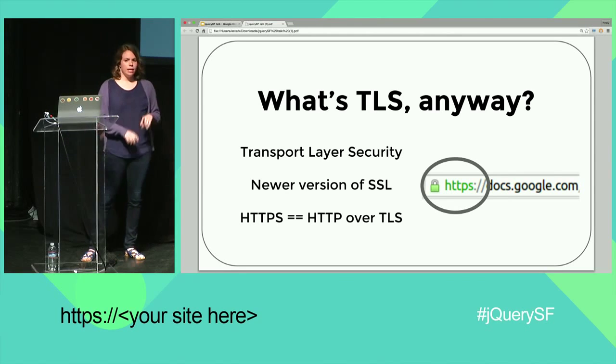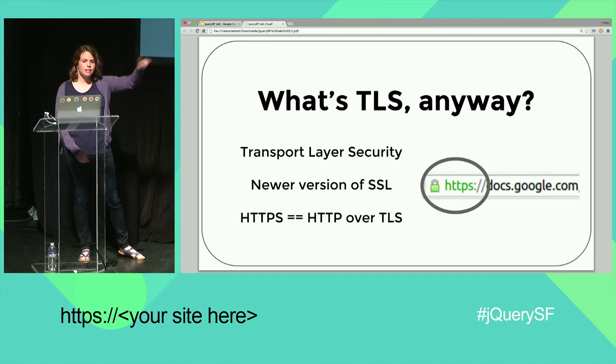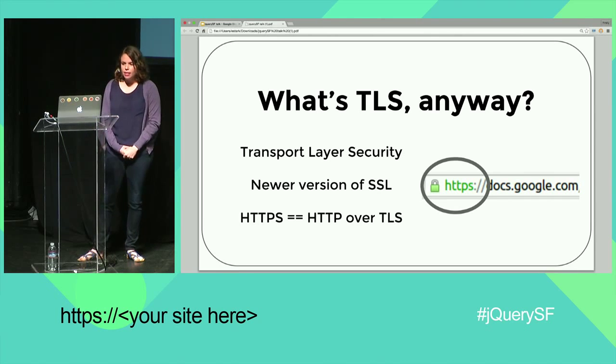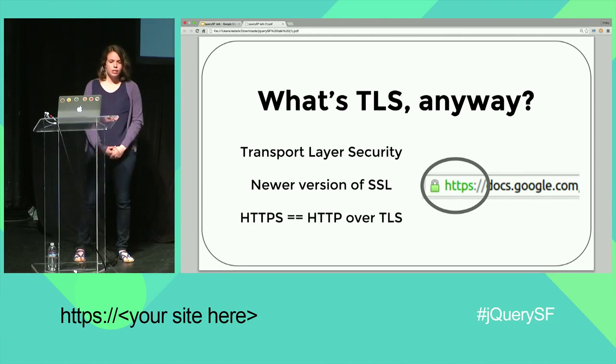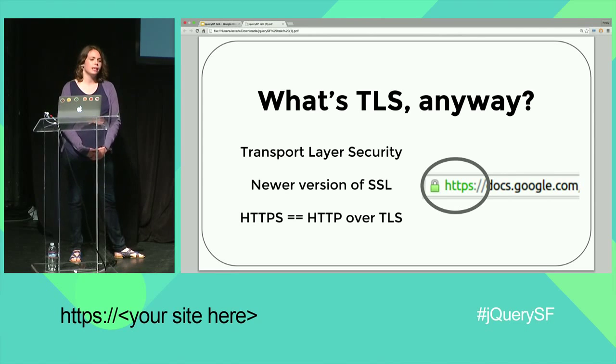When you type a URL into your browser's address bar, and you see HTTPS, google.com, and this green lock icon, that's the browser telling you that it has set up a TLS connection with the server, and it's sending your HTTP requests over that connection. So HTTPS is a way of saying HTTP requests are being sent over an encrypted and authenticated connection.